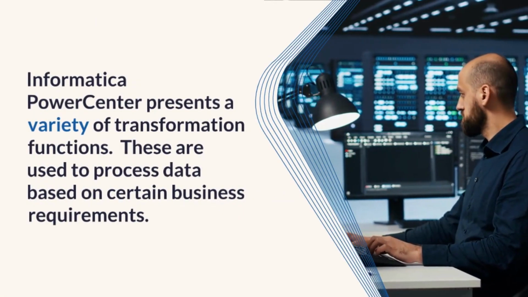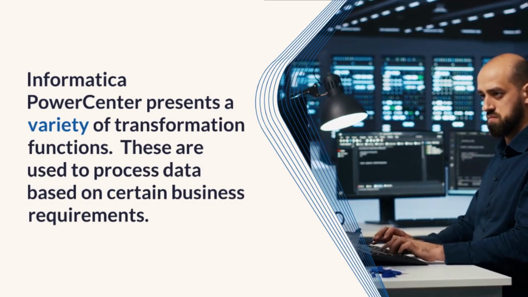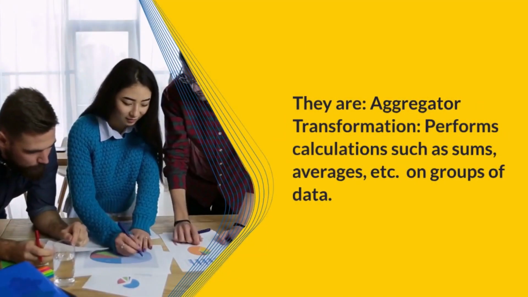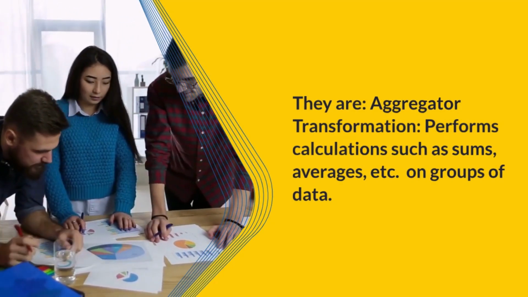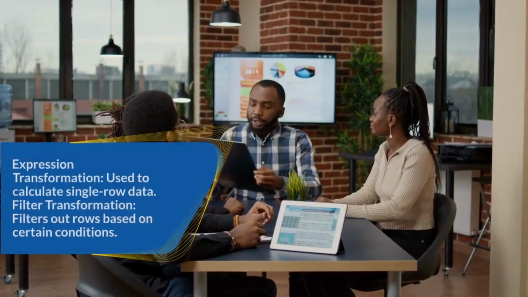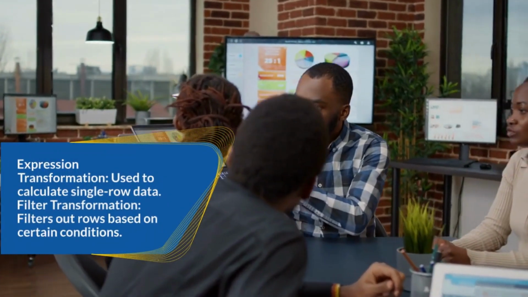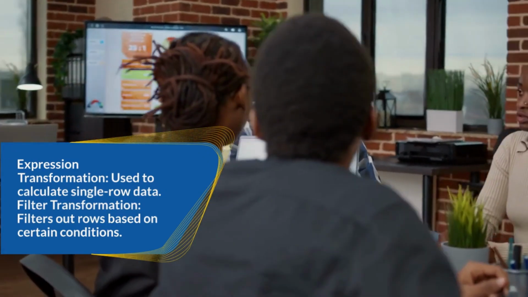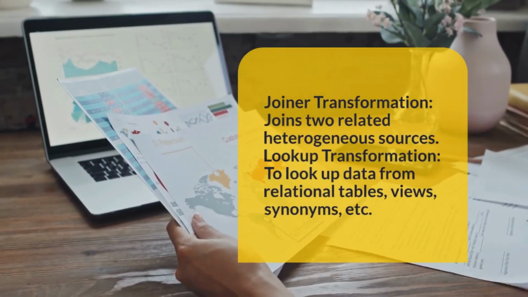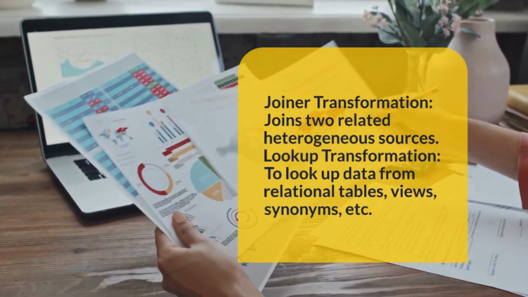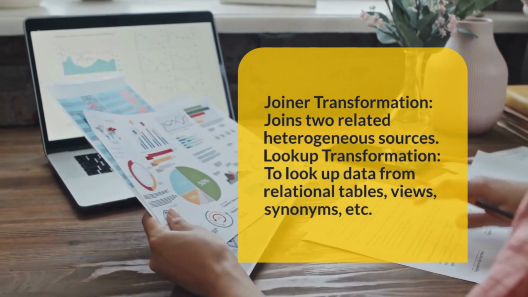8. Describe the different types of transformations available in Informatica. Informatica PowerCenter presents a variety of transformation functions. These are used to process data based on certain business requirements. They are: aggregator transformation, performs calculations such as sums, averages, etc. on groups of data. Expression transformation, used to calculate single row data. Filter transformation, filters out rows based on certain conditions. Joiner transformation, joins two related heterogeneous sources. Lookup transformation, to look up data from relational tables, views, synonyms, etc.